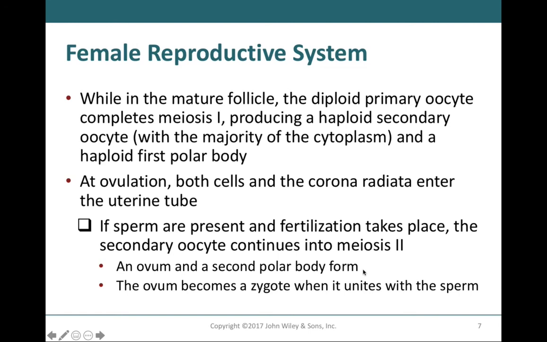The first polar body might even undergo its own cell division and produce a third polar body. But again, we want to focus more on the oocyte compared to the polar bodies. Now, inside of the ovum, we're going to now have the male pronucleus, and we also have the female pronucleus. Those are just referring to the genetic sets of chromosomes that can be found in each. Those are eventually going to unite, and that's when the ovum becomes a zygote. And it is the zygote that's going to have a new set of 46 chromosomes that never existed before.